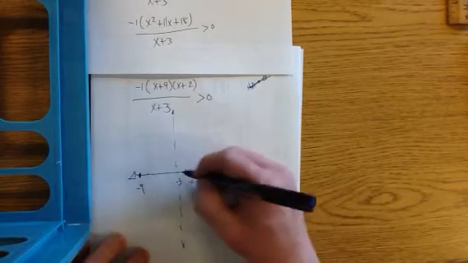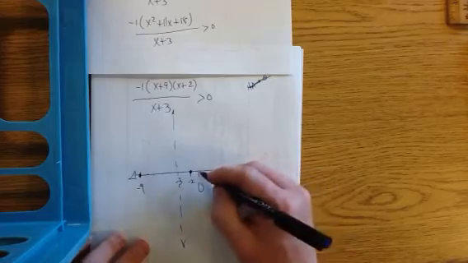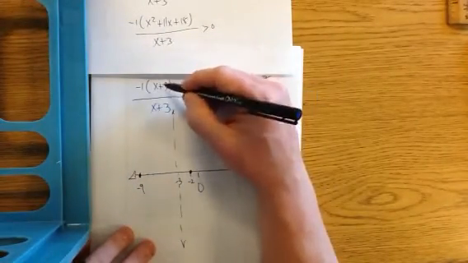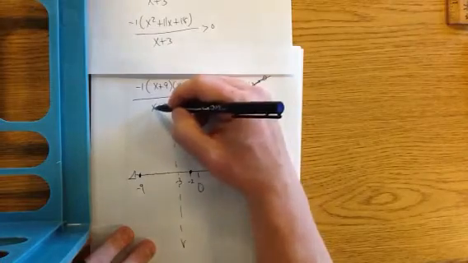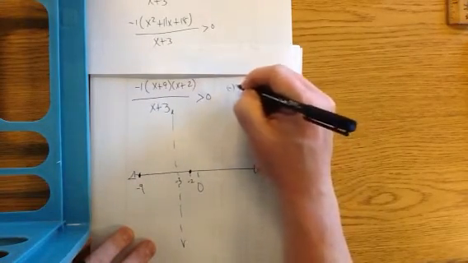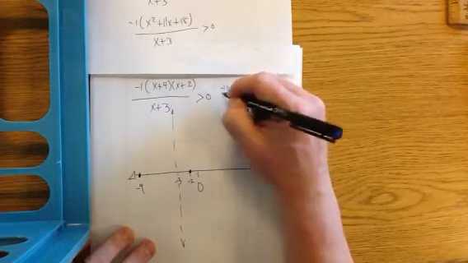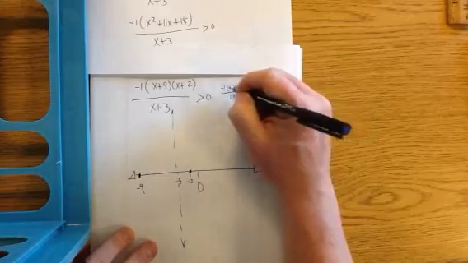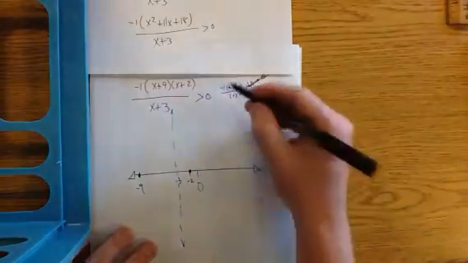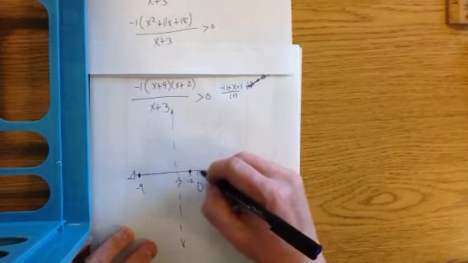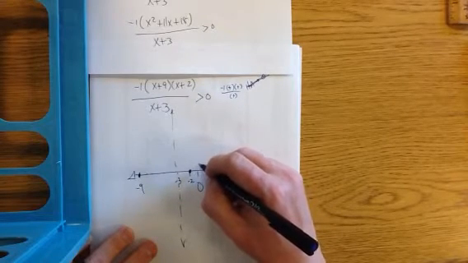So anyway, we have an asymptote. We need to look at what's going on between these points. So let's take 0, for example. If I have 0 here, that's going to give me positive, positive, positive, times negative 1 is going to give me a negative on the top, and you're going to have a positive on the bottom. So at 0, we're looking at negative.